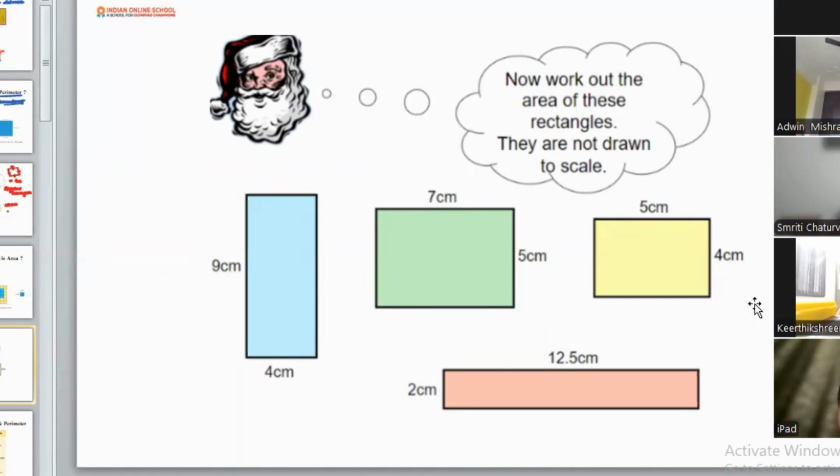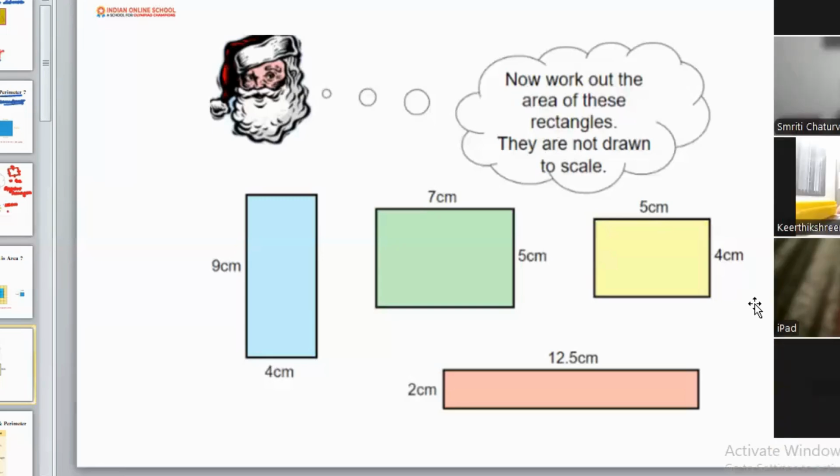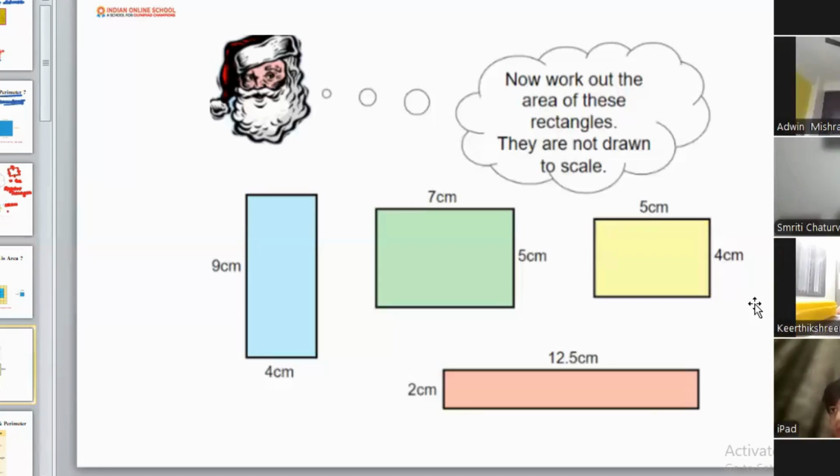Got it? Now you can see the first figure over here, where the length is 9, the breadth is 4. Ma'am, 36 centimeter. 36 centimeter what? Ma'am, is the area of figure. 36 centimeter square. Okay, we are not supposed to write only 36. We need to write 36 centimeter square over there. Yes. Okay. Now let's move towards the second one. 35 centimeter square. Very nice. And what is the area of the third one? 20 centimeter square. Very good.